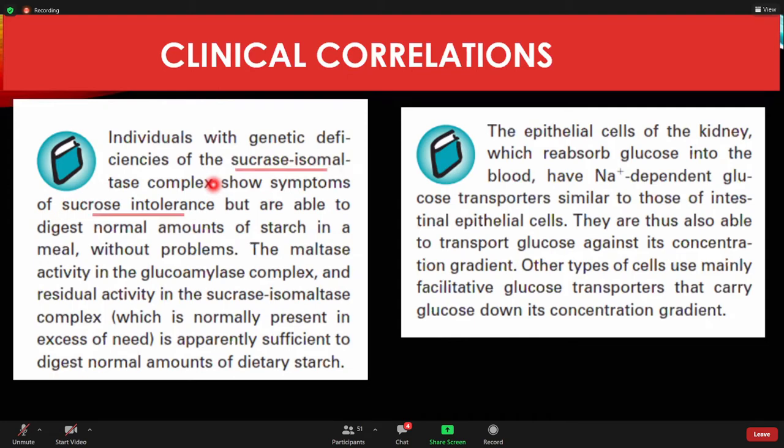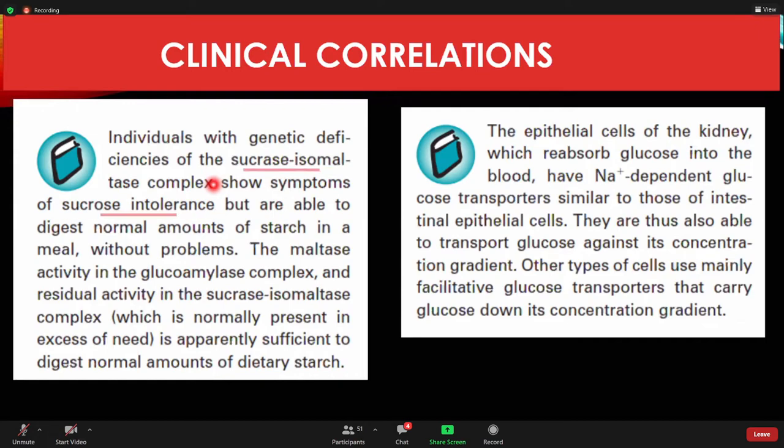What does that mean? They are not able to digest sucrose, but they will not have a problem with the digestion of other carbohydrates like the starch in their meals. So they can digest maltose unless there is another genetic disorder that will be found in such individuals. They will develop what's called sucrose intolerance.